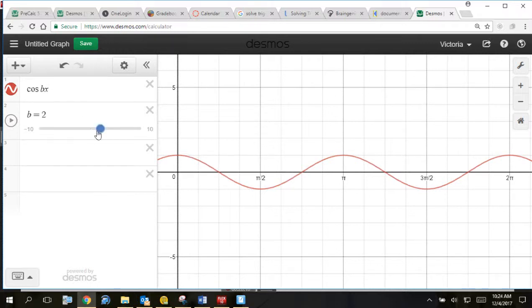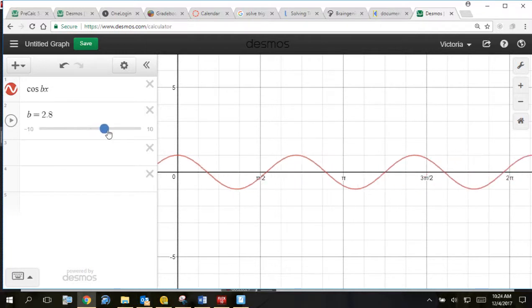No? Okay. Let's make b equal to 3. Now how many full cycles are there from 0 to 2 pi when I make b equals 3? Is there a way we could figure that out before even graphing it? No? Somebody want to explain it to Avery? No, I just. Oh, okay.